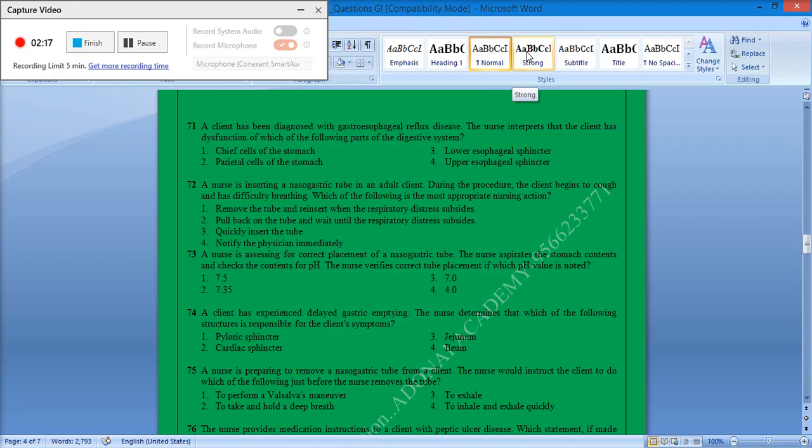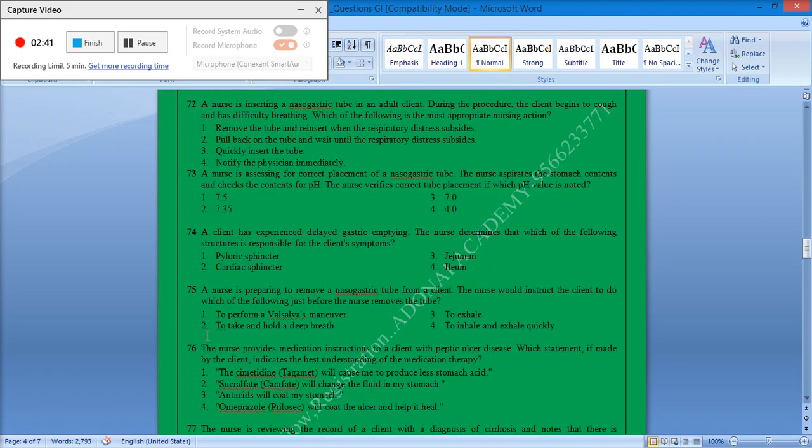74. A client has experienced delayed gastric emptying. The nurse determines that which of the following structures is responsible for the client's symptoms? 1. Pyloric sphincter. 2. Cardiac sphincter. 3. Jejunum. 4. Ileum. The correct answer is 1. Pyloric sphincter.